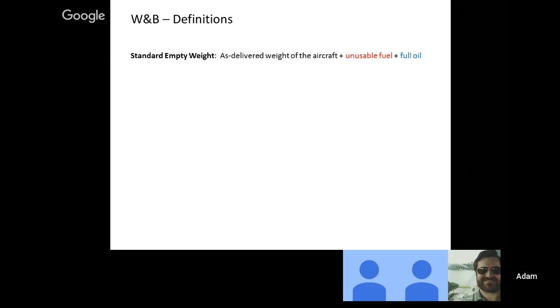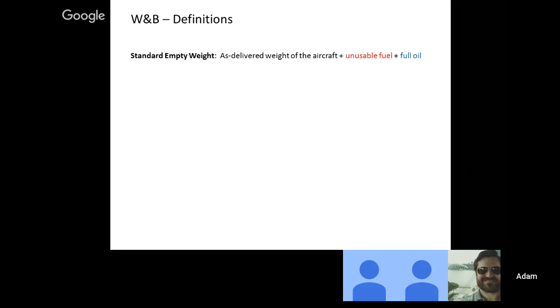So standard empty weight is the as delivered weight of the aircraft. So if you're going to purchase it and not make any modifications to it, meaning you've purchased it from the factory, it's the as delivered weight of that aircraft plus any unusable fuel plus full oil. And this standard empty weight is typically what you will use on a new aircraft to calculate the empty weight of your airplane.